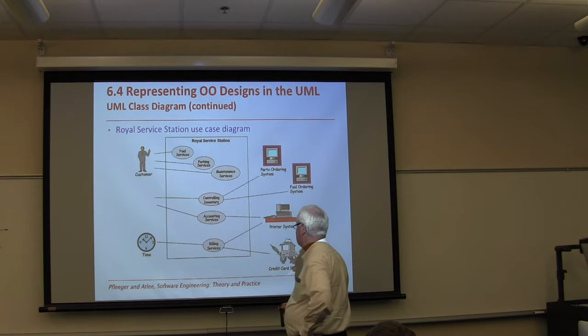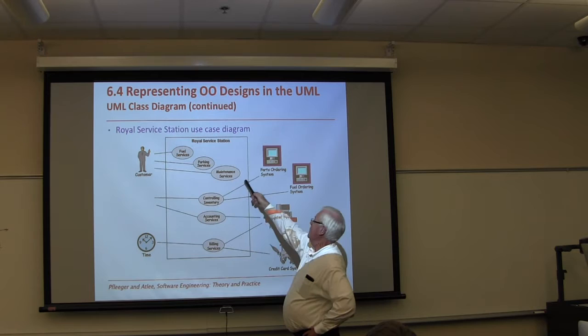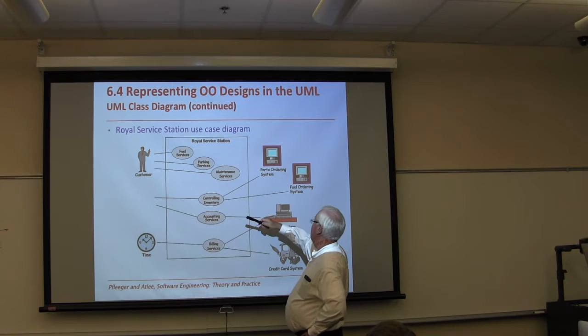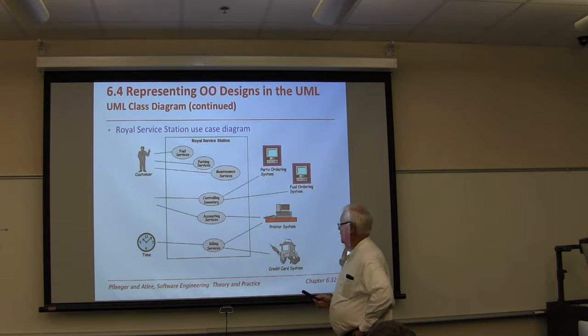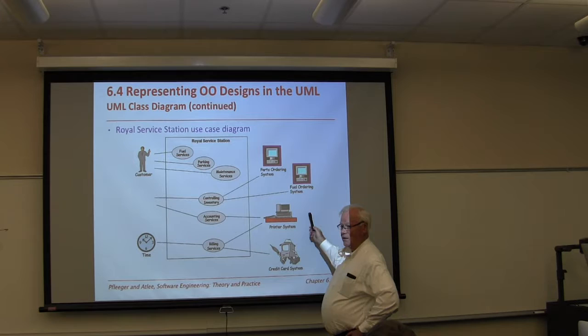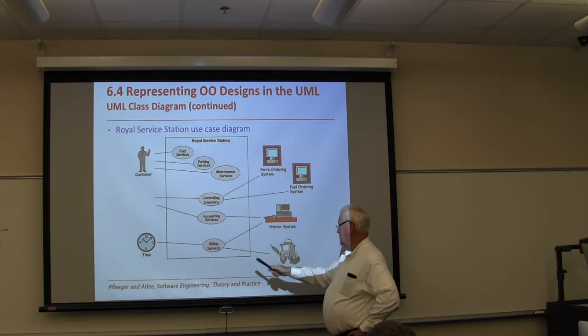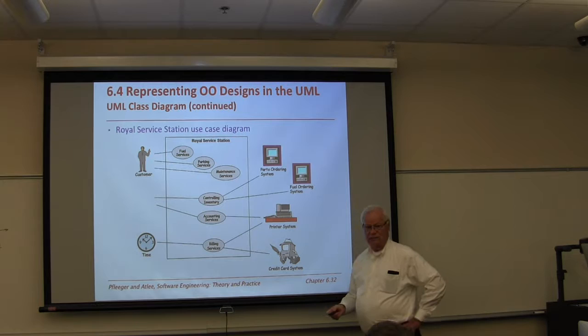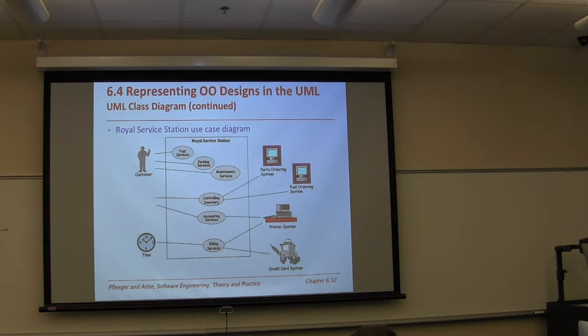So from the inventory, we're going to want a parts ordering system so we can refill inventory. A fuel ordering system so we can refill our tanks. Accounting services has got to go through a printer system if we're going to send out bills. Today we probably also have it update a web accessible database, right, for people who want to pay online. Billing services might go to the credit card system because our customers may be using credit cards. Okay, so that's kind of a generalized but requirements-based view.